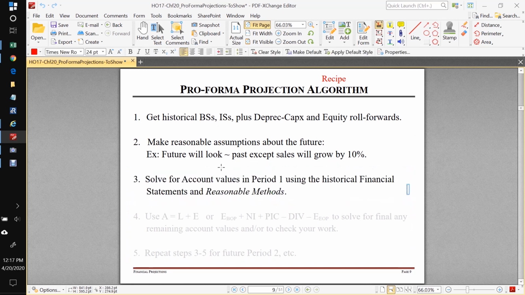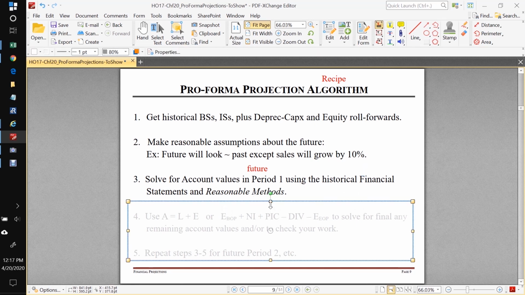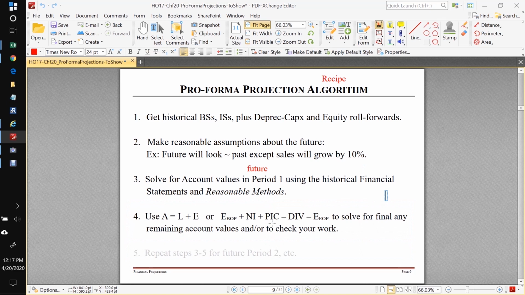In future period 1 here, we'll solve for account values using the historical financial statements, right? Because in general, the future will look like the past, and our reasonable methods. And then there might be some final values that we haven't gotten from a directive or from saying they're going to be proportional to sales.